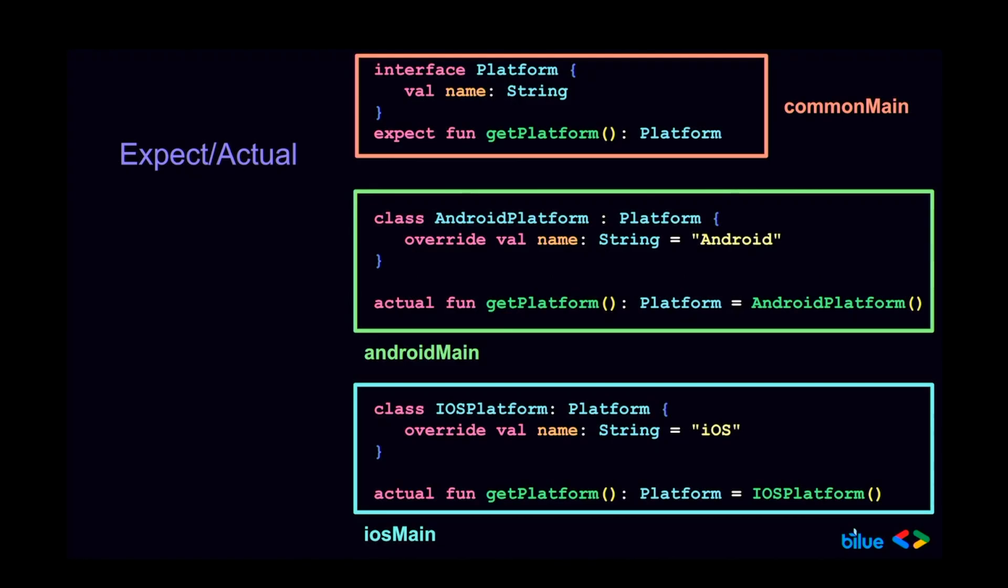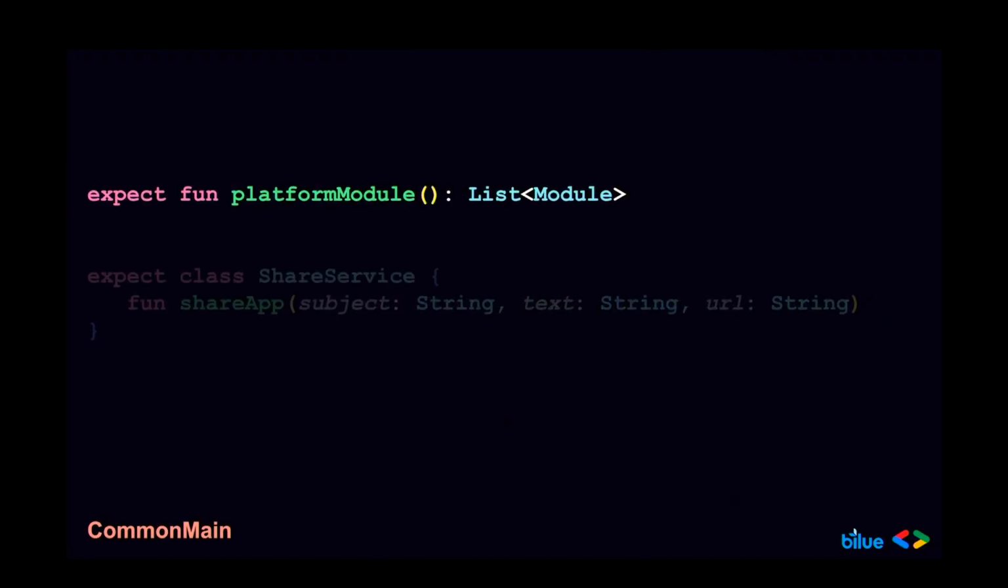For iOS, I have the iOS platform. I can then just pass that implementation back through. And I store these in different parts of the file structure, and that will help me know which one will get called. What about something a little bit more complicated?